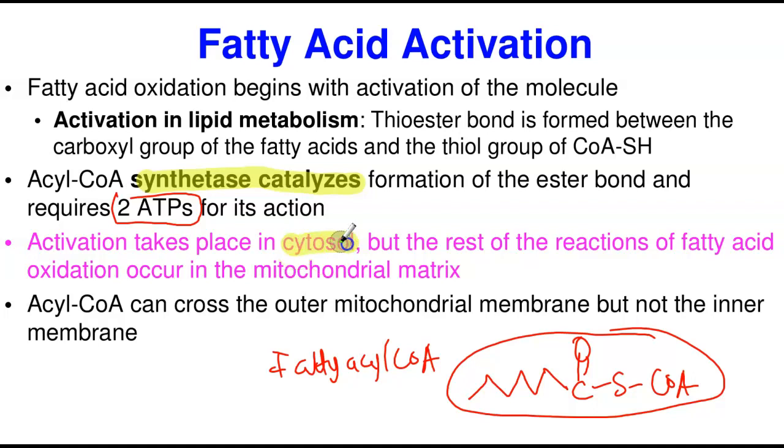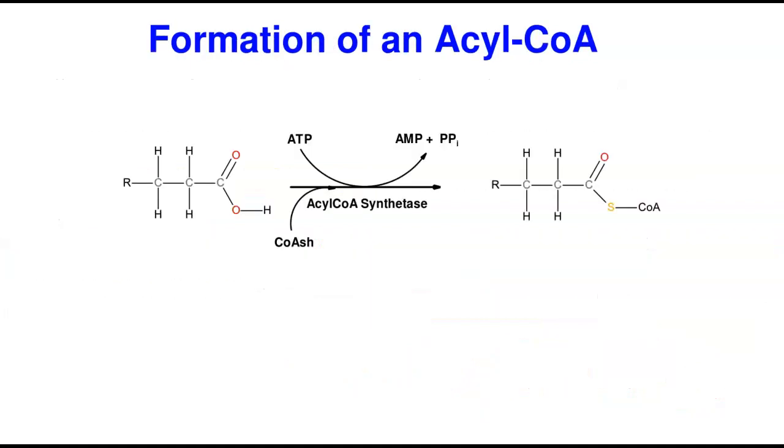It takes place in the cytoplasm, whereas the rest of the reaction takes place in the mitochondrial matrix. Remember, reactions that take place in the mitochondrial matrix are usually associated with what? Releasing a huge amount of ATP. So after the activation, the fatty acid is transported into the mitochondrial matrix, where the rest of the beta oxidation will take place. So acyl-CoA can cross the outer mitochondrial membrane, but not the inner mitochondrial membrane. And it is going to do this through an interesting shuttle mechanism we're going to be seeing in the next page. So this is the formation of the acyl-CoA.